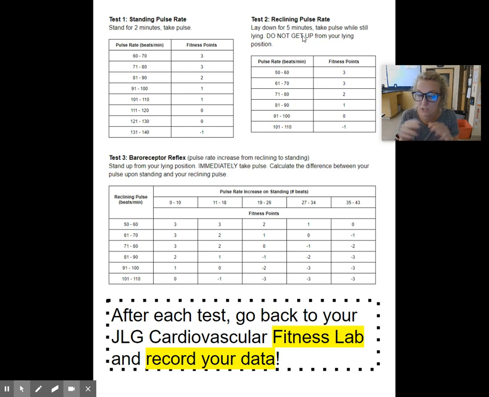Then test 3. You're still laying down. And then for test 3, you're going to stand up and immediately take your pulse upon standing up. This is called your baroreceptor reflex. Now you're going to need to calculate the difference between your pulse upon standing and compare that to your pulse that you had when you were reclining. Then you're going to assign yourself fitness points.